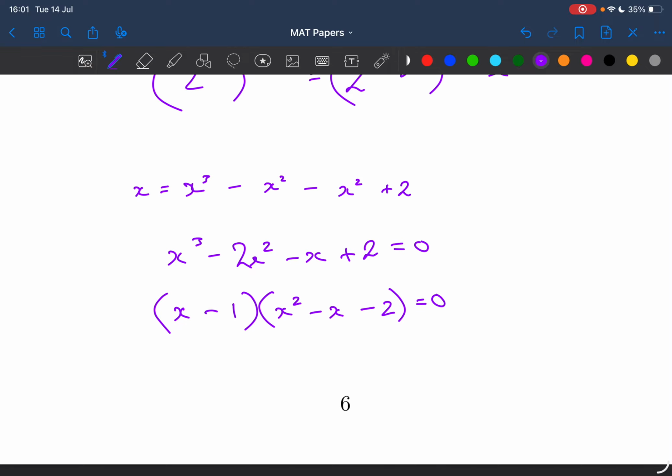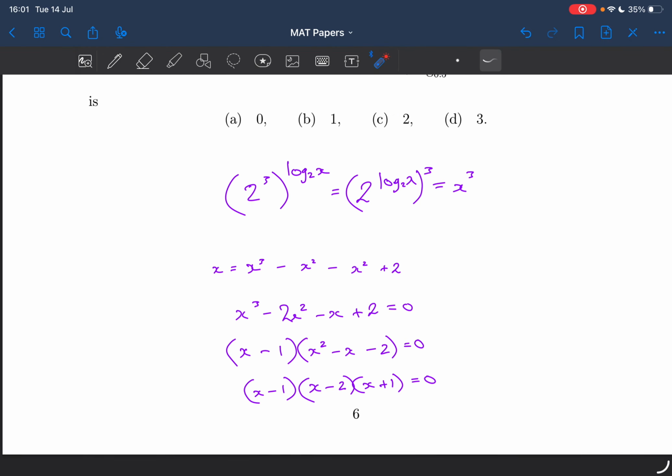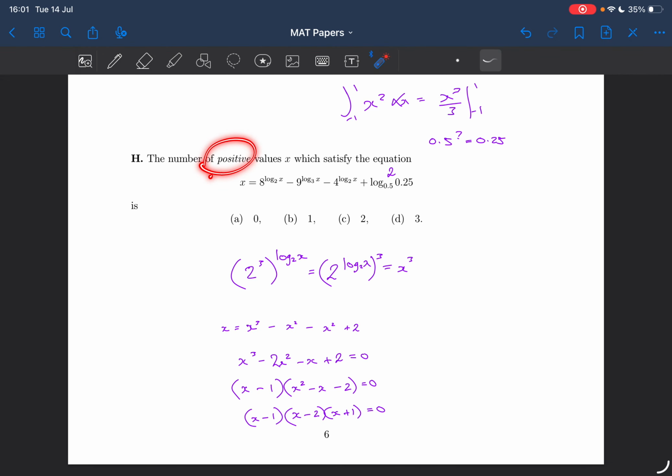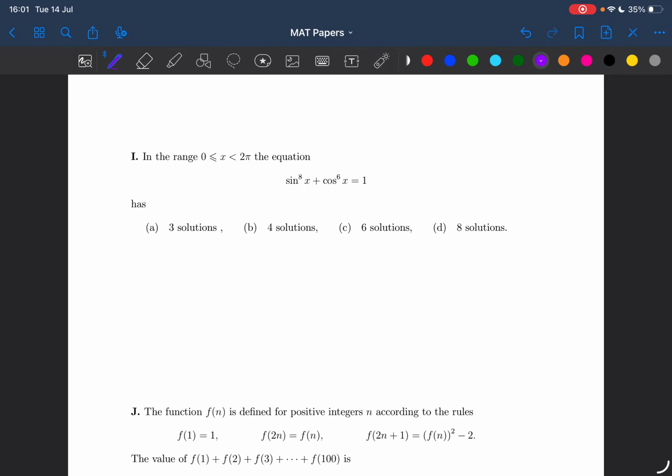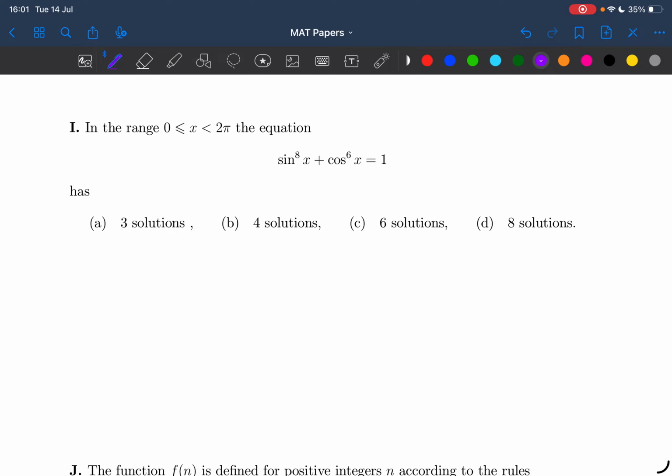And then we can factorize that bit as well. We'll have an x minus 2 and an x plus 1, and still the x minus 1 from here. So 3 solutions all together, but we wanted positive values. You think as well, they go inside logs, don't they? They had to be positive. So this one is good, this one is good, this one is bad. 2 altogether. H was C. Lovely.